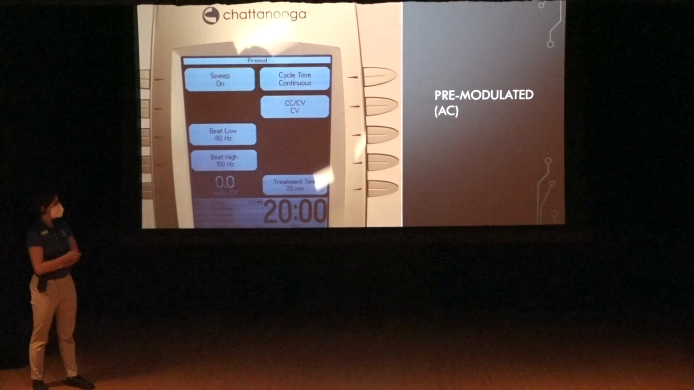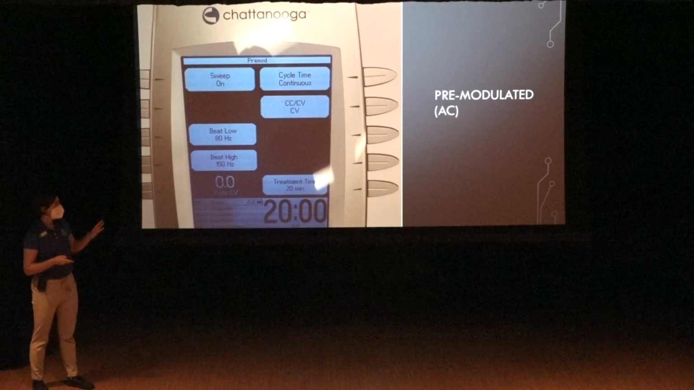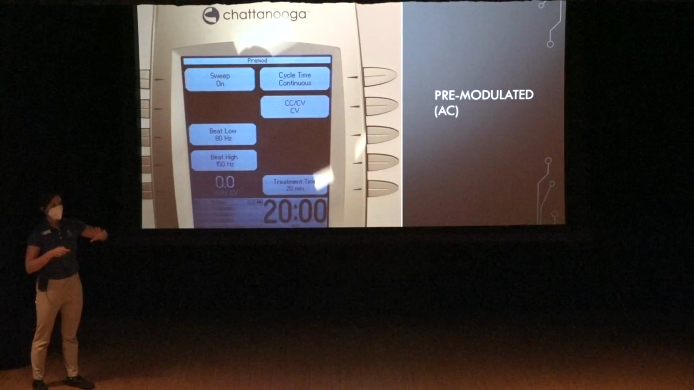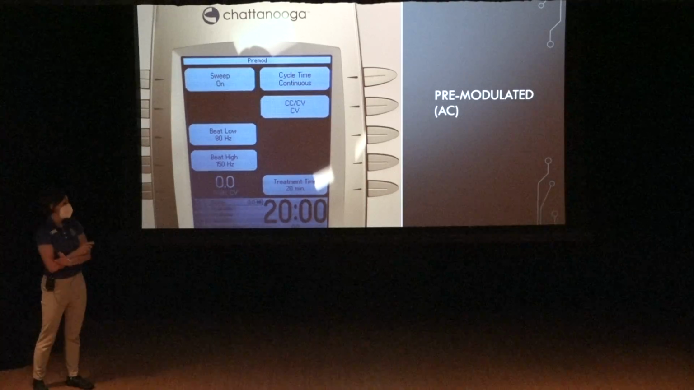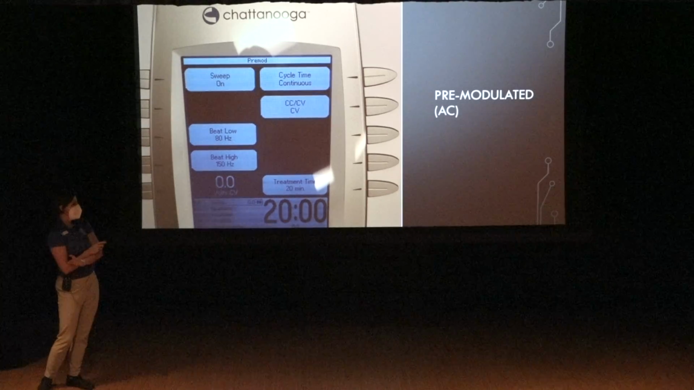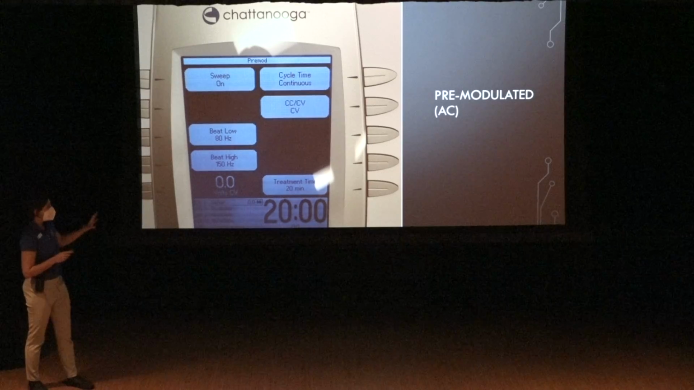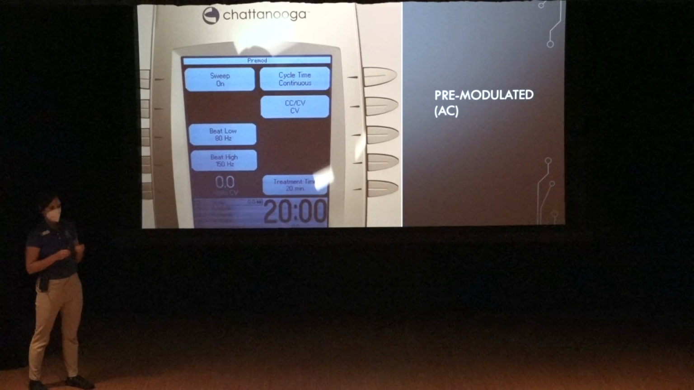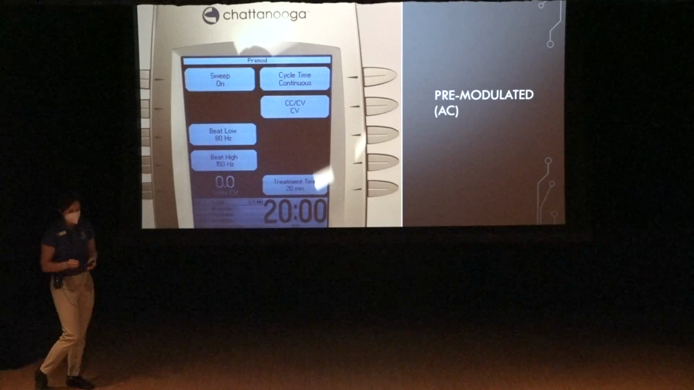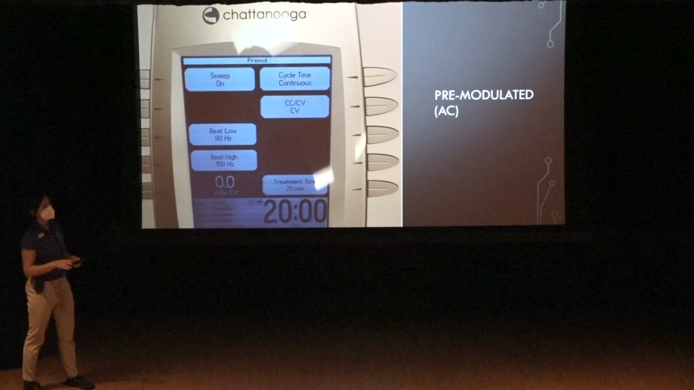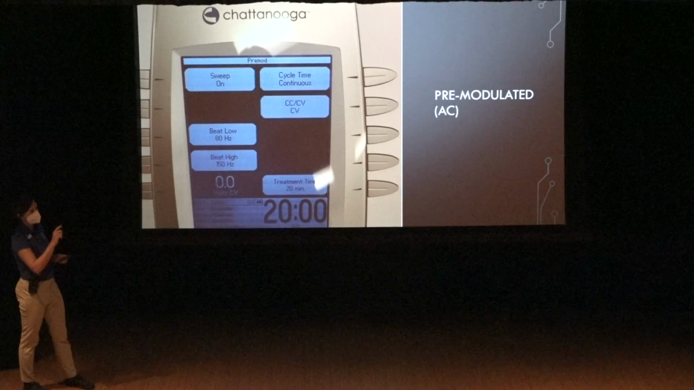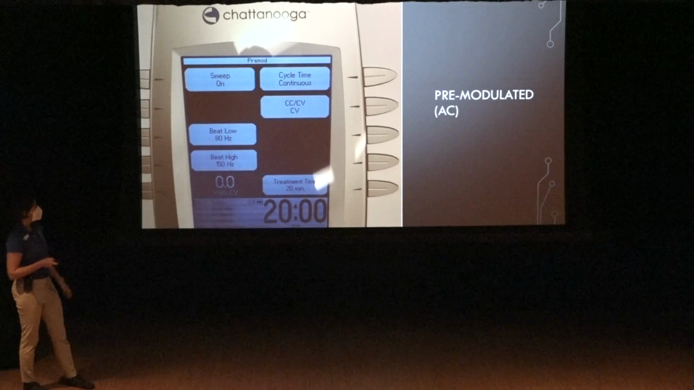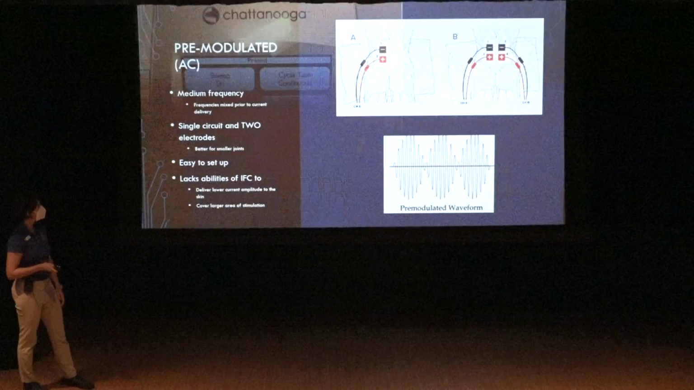And then we have pre-modulated. Pre-modulated, the difference between this and IFC, you see the carrier frequency went away. It's actually mixing the frequencies in the machine before it gets to the output. And that's the difference. So it's pretty much a preset for you. It's good for areas that are smaller and irregular, like a smaller muscle where you can only fit 2 electrodes, because there's only 2 electrodes and 1 channel involved. And you can also modulate this one as well and keep the sweep on.